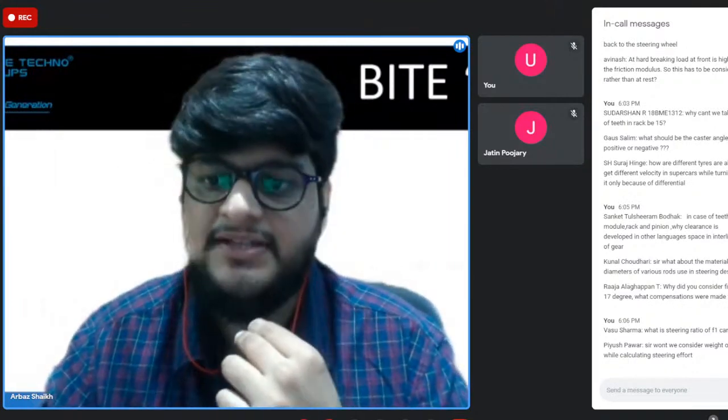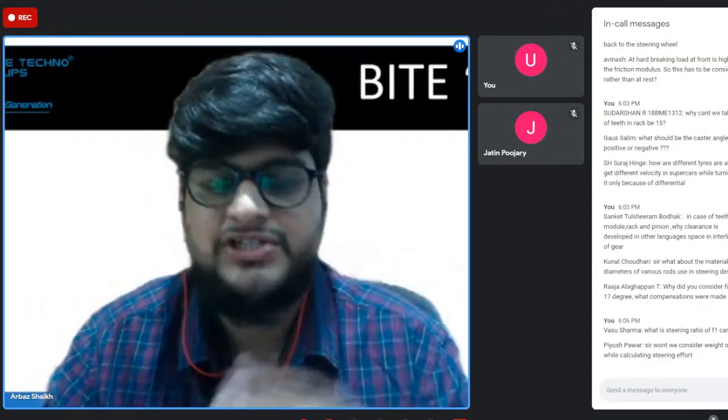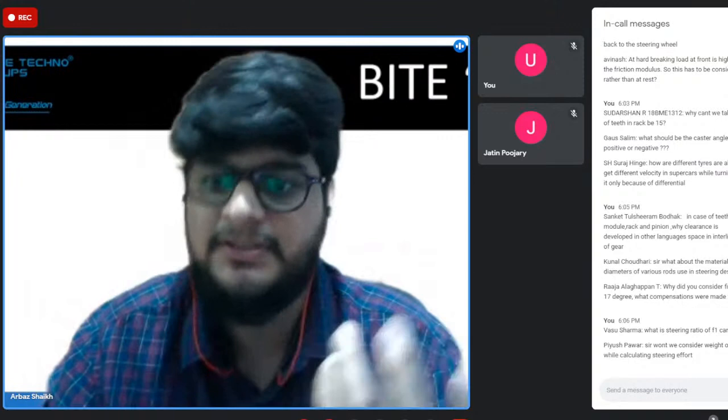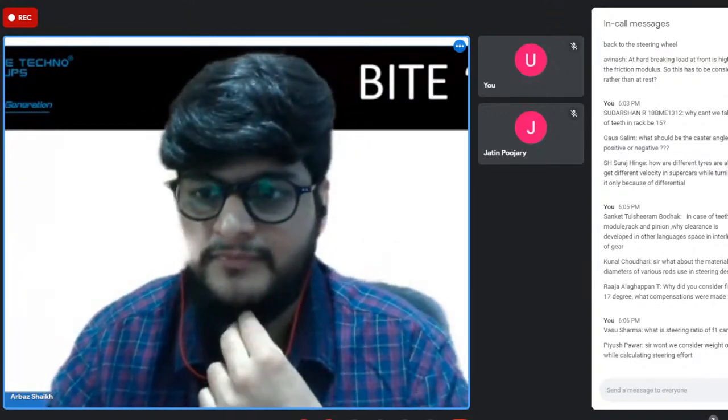Okay, Gauss Salim is asking what the caster angle should be, positive or negative. The caster angle essentially should be positive for most applications, but there are some applications where a negative caster angle is helpful.